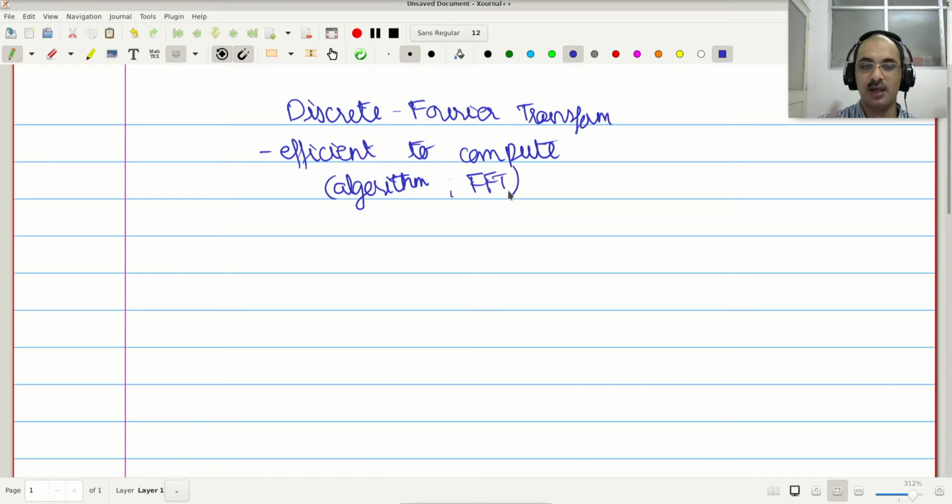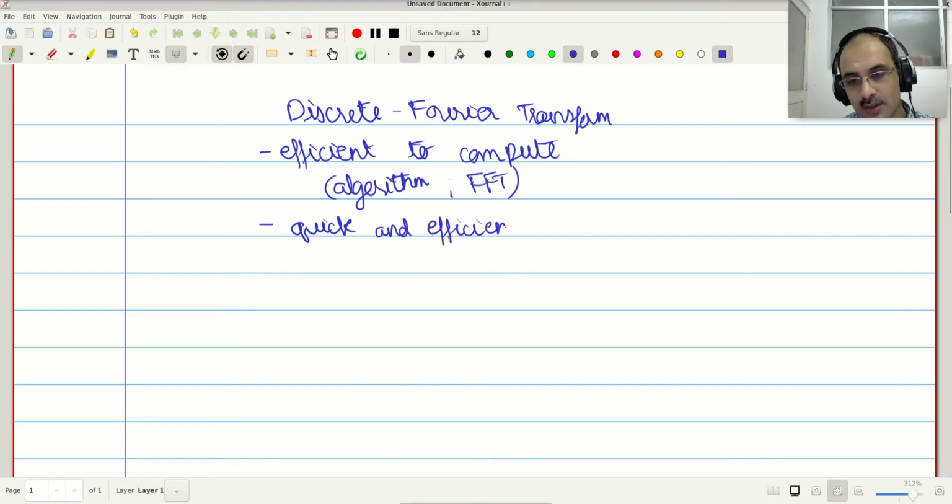People use the terms discrete Fourier transform and fast Fourier transform interchangeably. Strictly speaking, the discrete Fourier transform is the actual transformation of the signal, while the fast Fourier transform is an algorithm to compute the discrete Fourier transform. It provides us quick and efficient analysis of discrete signals, discrete time signals.